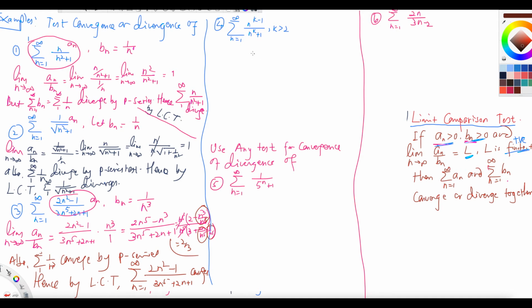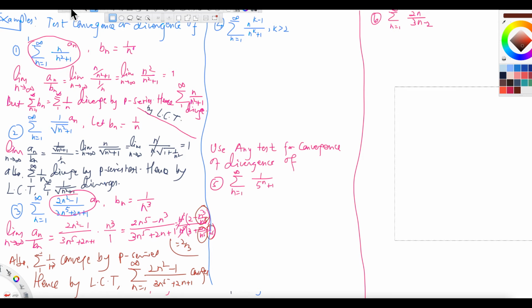All right. Next example here is the summation from n equals 1 through infinity of n to the k minus 1 over n to the k plus 1. You see that? So this is definitely an. Let me write down that an. And how do I take bn? What is the highest exponent of n in the top? It is n to the k minus 1. On the bottom, n to the k. If you take that ratio, you will get 1 over n.